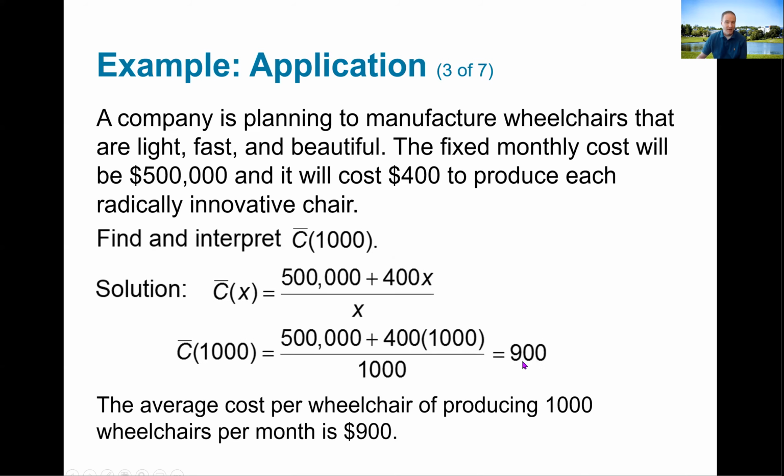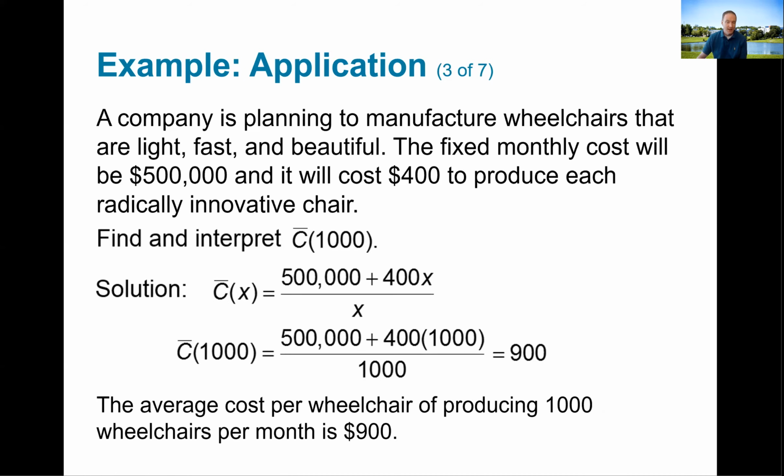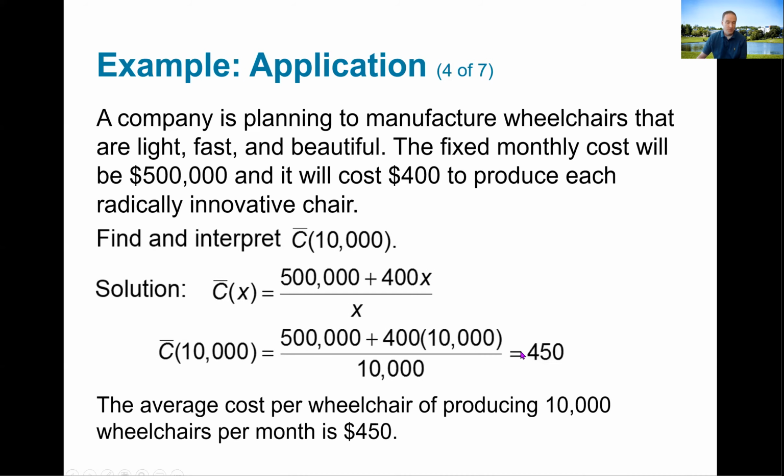So that cut our average cost per wheelchair. Increasing the production from 1,000 wheelchairs to 10,000 wheelchairs cut our cost per wheelchair in half. So you can say, well, okay, I went from a cost of $900 per wheelchair to $450 per wheelchair.